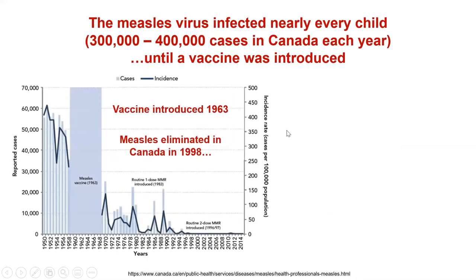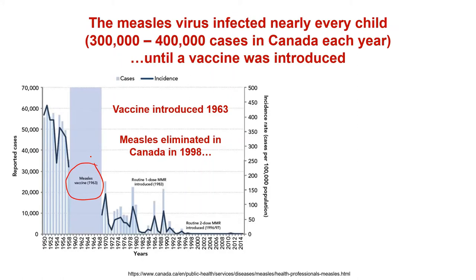There's a little graph from Public Health Canada, and you can see here we are in 1963. We have the vaccine introduced. It looks like there's a little bit of decline in general from that. I'm not sure what the cause would be for that. But then over the years, we basically eliminated measles in 1998.